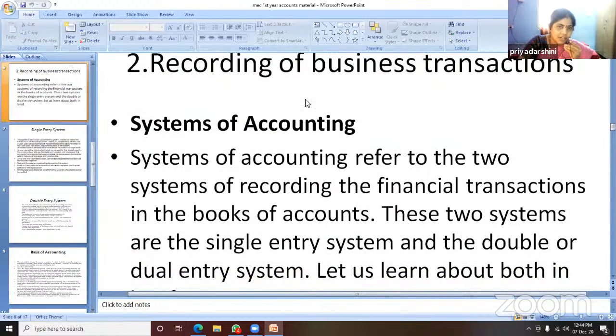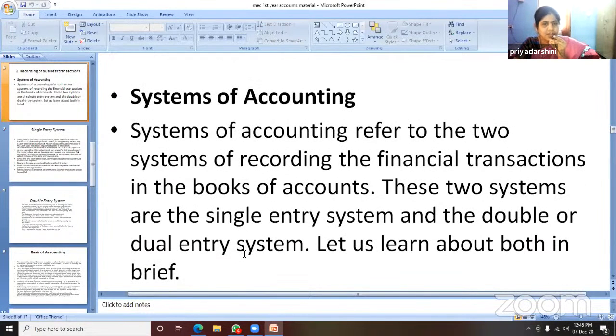So, coming to the recording of business transactions, what is the system of accounting we follow? System of accounting refers to the two systems of recording the financial transactions in the books of accounts. These two systems are the single entry system and the double entry system, that is, the dual entry system.